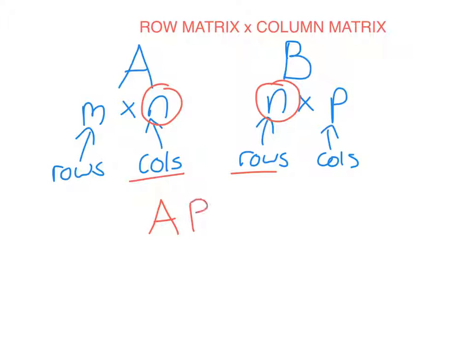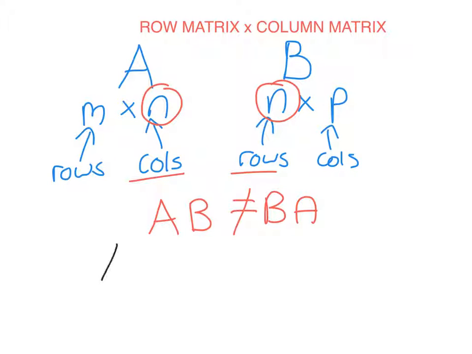In addition to this, matrix multiplication is not commutative. What that means is the order of multiplication does matter. If you multiply A by B, that won't necessarily give you the same answer as if you multiply B by A. Moreover, sometimes the order will determine whether or not you can do it.